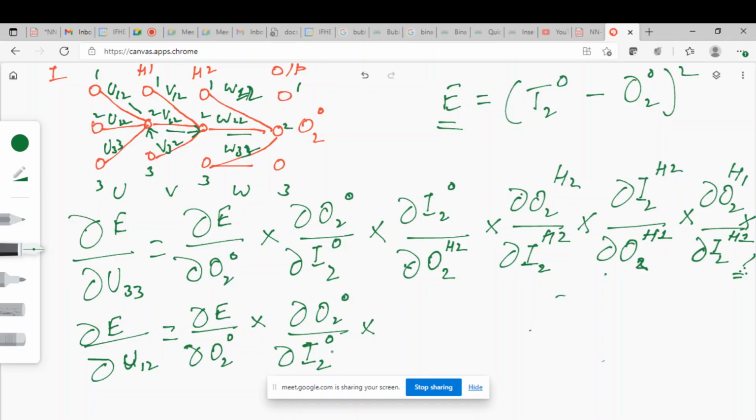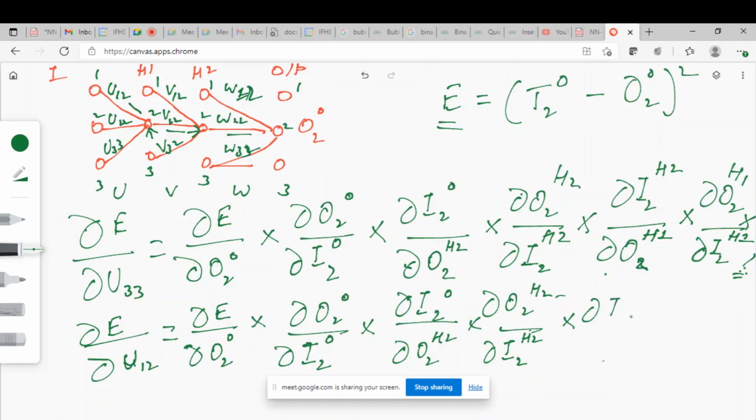Okay, so this is the path. Now this input depends on what? On O2 of H2. Okay, so that output depends on what? Same. Every output depends on its own input, you need not think about that part. Dou I2H2.